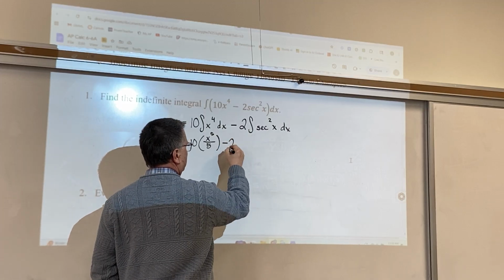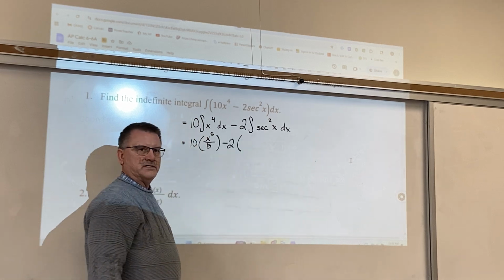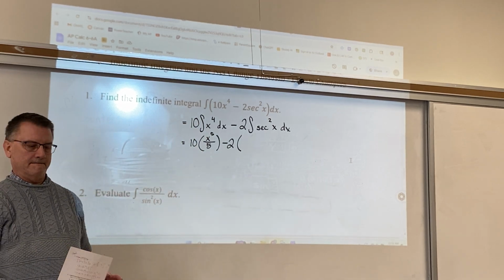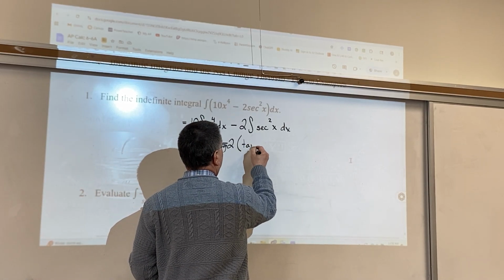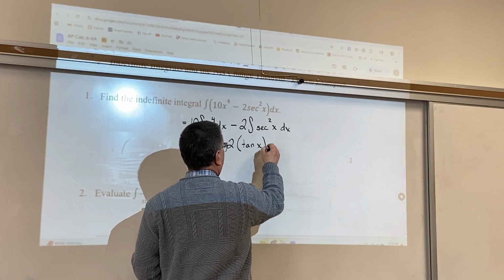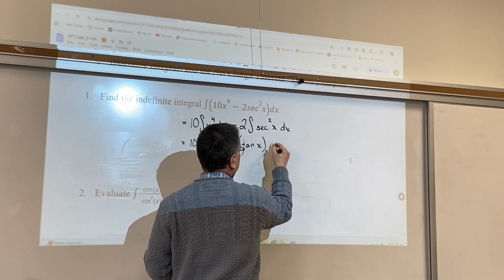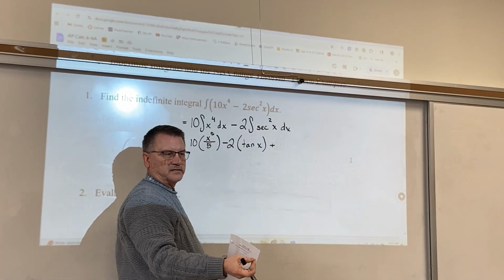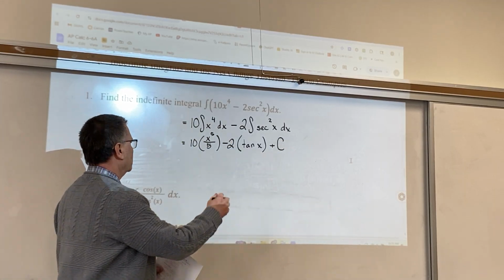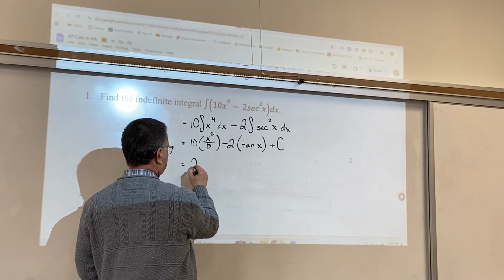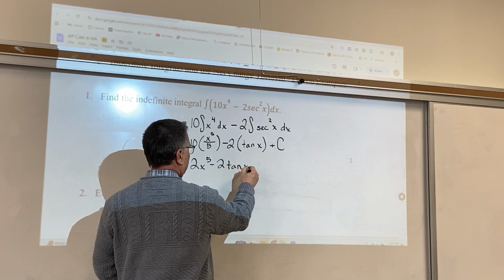Okay, the next one's going to be 2. And then, what is the antiderivative of secant squared? It's tangent x. Yeah, tangent x. And then actually this has a plus c, and this has a plus c all the way to the end, and a constant plus a constant is still going to be a constant. And we'll clean it up if we have to. I got 2x to the 5th minus 2 tangent x plus c.